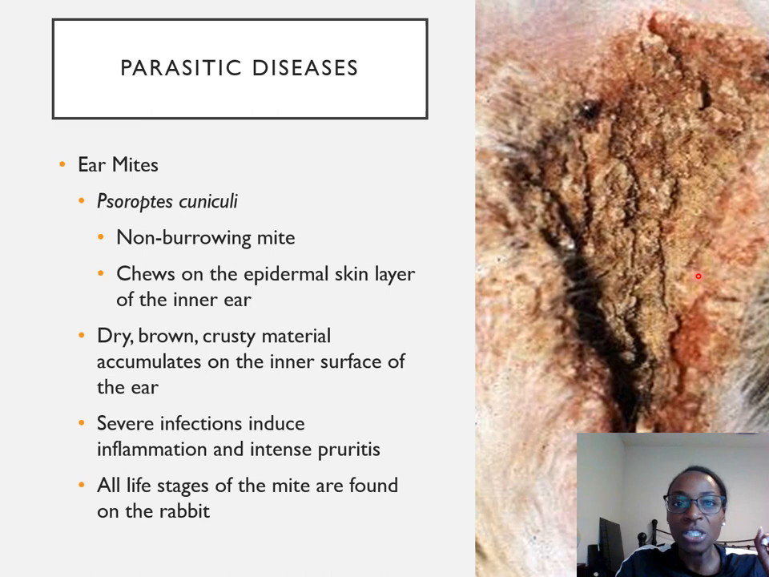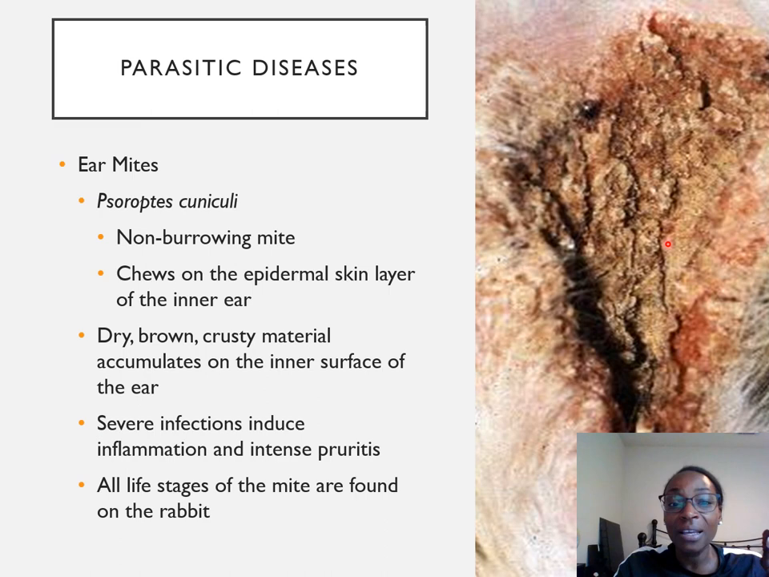What's interesting here is that all the life stages of the mite are found on the rabbit, instead of how we see it sometimes with our dogs and cats, where we only see the adults or we may see the egg. We see all of the life stages here. Now in research, this is very rare. We don't see this in our research colonies. But it is common in rabbits who are raised in agriculture or even rabbits within the pet industry.